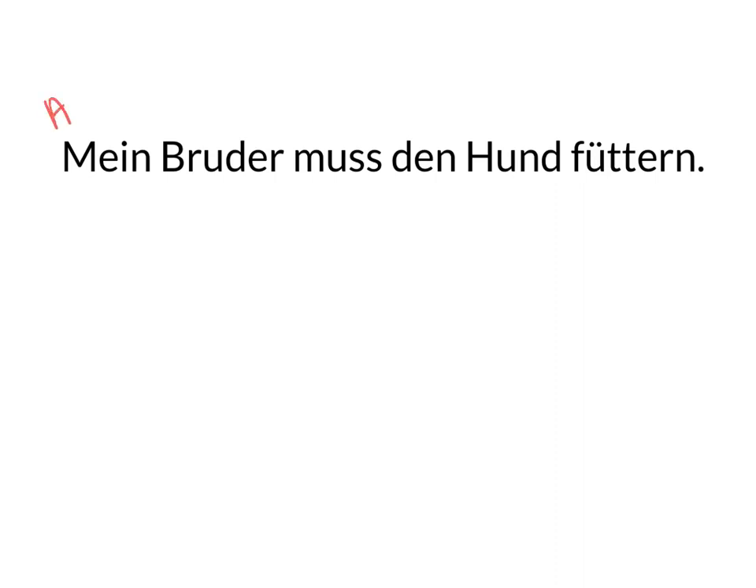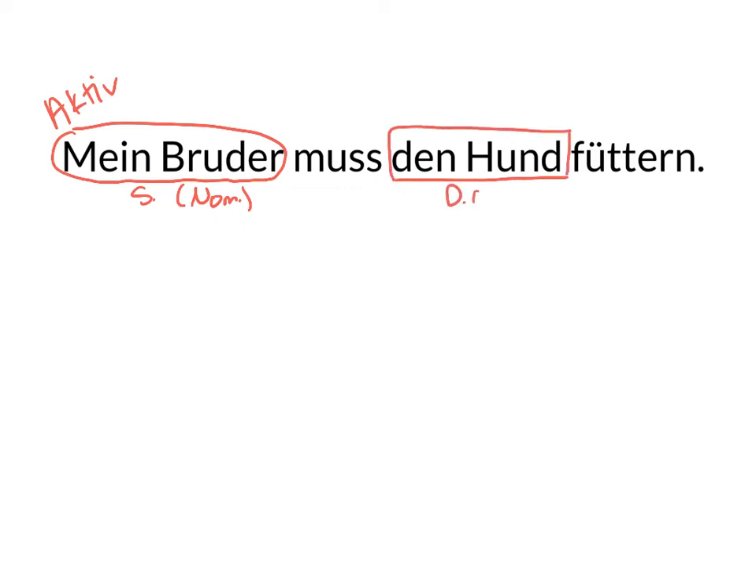Let's make this a little harder and do an example of an active sentence that has a modal verb. So here we've got mein Bruder, he's still the subject, and he's still feeding the dog. The dog is still the direct object, still receiving the action of the verb, still accusative. But now we've got a modal helping verb. So muss is our modal verb, and füttern now is our infinitive form. The main verb is infinitive at the end. This is just like any sentence you've seen with a modal verb before. There's nothing crazy or new about this.